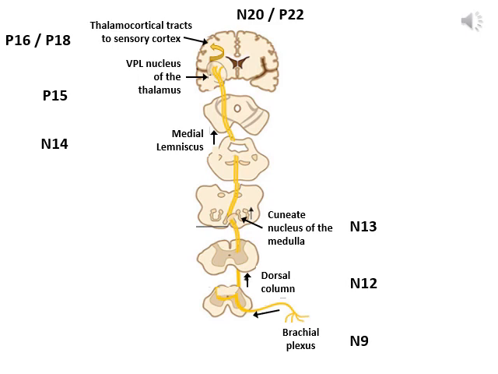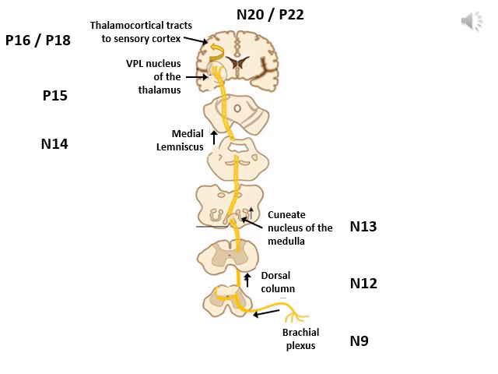This is a peripheral response, and it's generated outside the spine and central nervous system, and it's generated by the brachial plexus. The next responses, the cervical responses, the N12 and N13, are generated by travel up the dorsal column and activation of the cuneate nucleus, respectively.